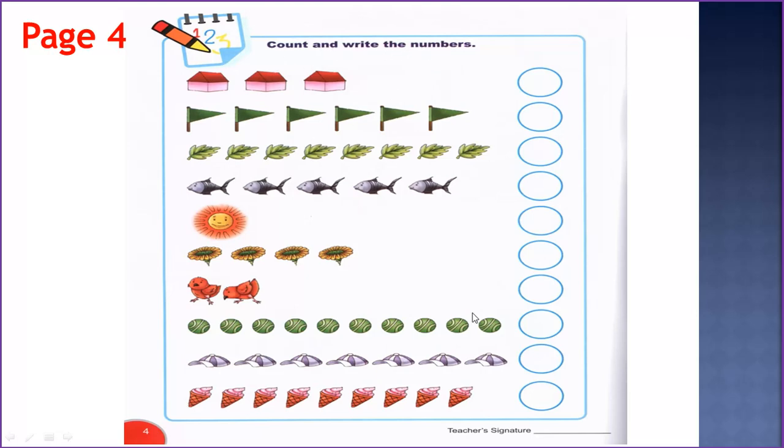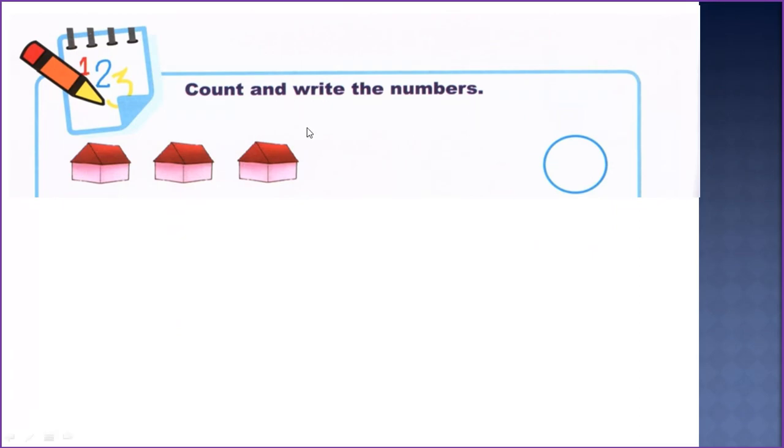Okay. There are many things you can see in this picture. There are a lot of objects here. Okay. House, flag, leaf, chicken, chicks, flowers, sun, fish, ball, cap, ice cream cone. But I'll show you a big picture of these objects so that you can solve this question easily. Yes, count and write the numbers.